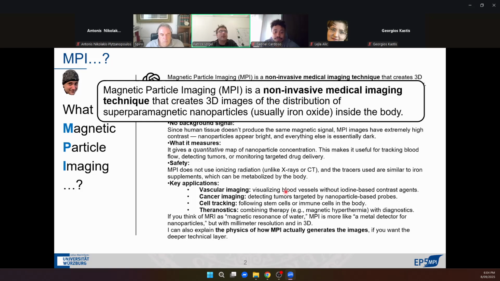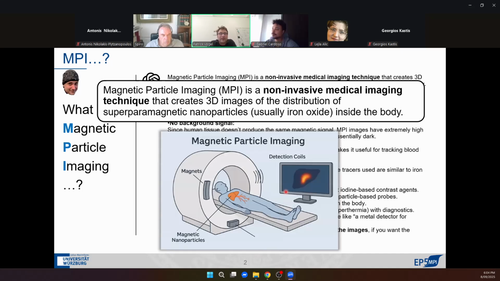But shrink it down: MPI is a non-invasive medical imaging technique that creates 3D images of the distribution of superparamagnetic nanoparticles, usually iron oxide, inside the body. And again, ChatGPT provided me an image for that. You can get this image and you see, cool, MPI now also has some human-sized MPI scanners. And something is obviously wrong here, it should be the heart, but it seems more like the liver. So there maybe are some funny things that still happen.